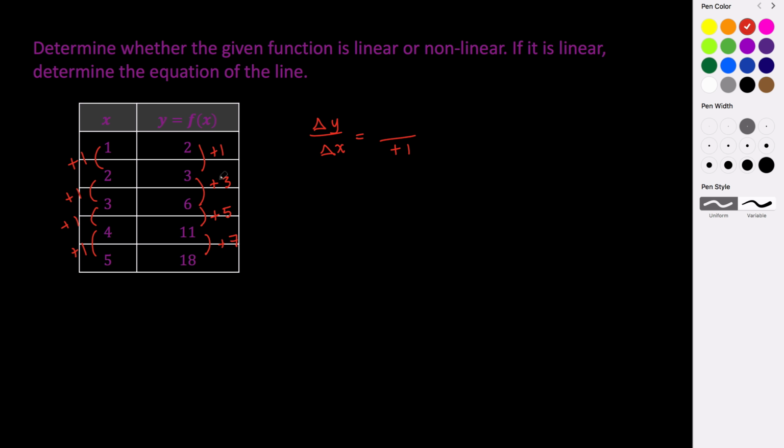But even though there's a pattern, it's not the same average rate of change. It's not increasing by the same amount in the y's over the x's, and it's not remaining constant. So because of that, we can say that this function is nonlinear. It's a nonlinear function because the average rate of change is not constant. So the slope, or average rate of change, is not constant. So it is not linear.